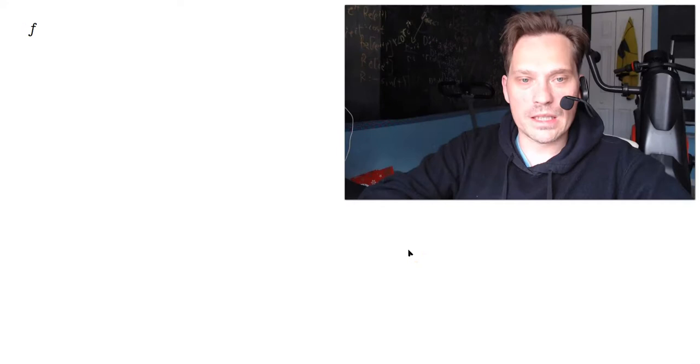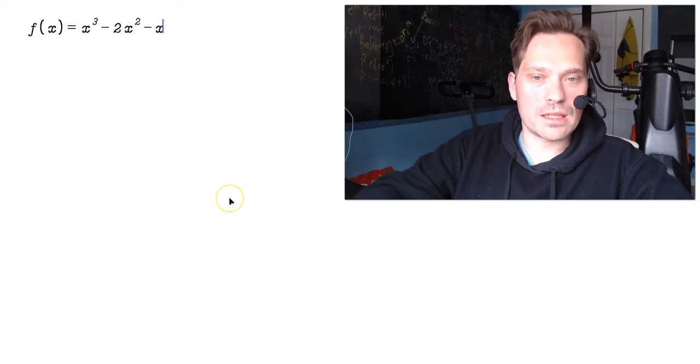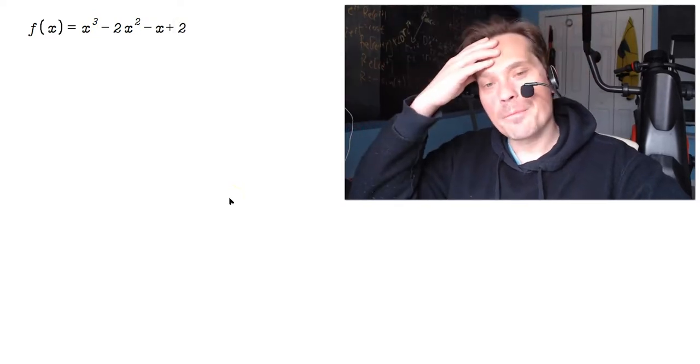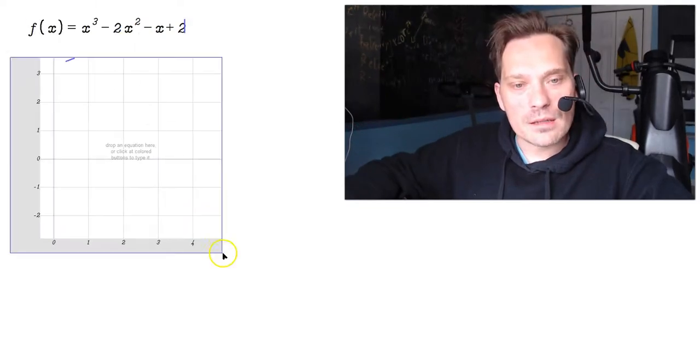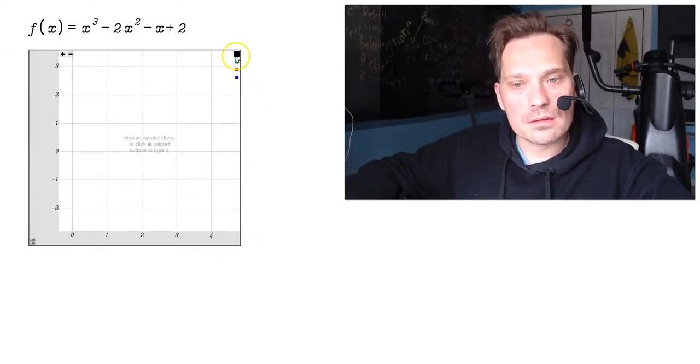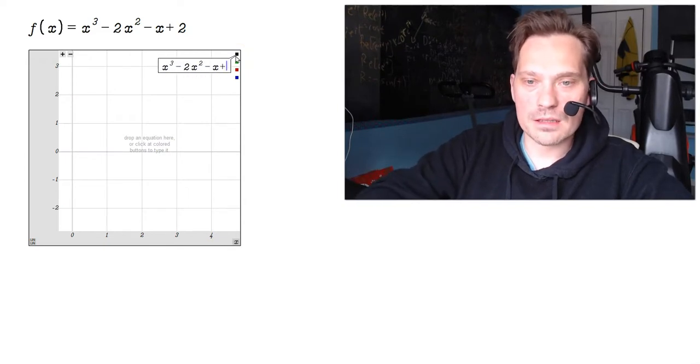So let's talk about continuity and differentiability using a lot of graphs so we can visualize things. Imagine we have f of x defined as x cubed minus 2x squared minus x plus 2. The point is it's a polynomial, okay? If you graph this object, let's do that next right here. So let's graph x cubed minus 2x squared minus x plus 2.